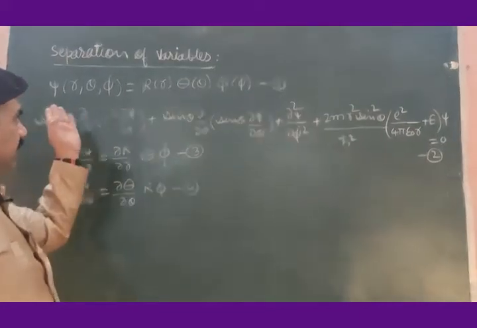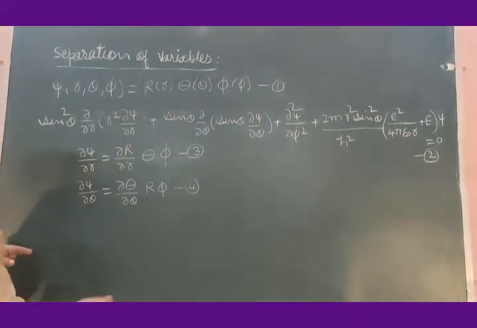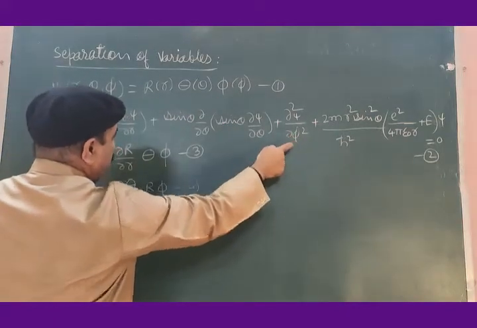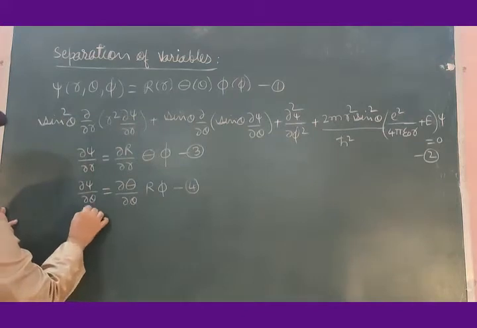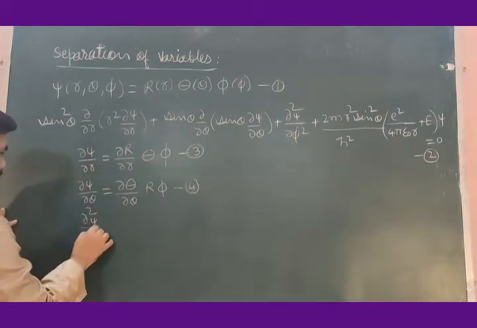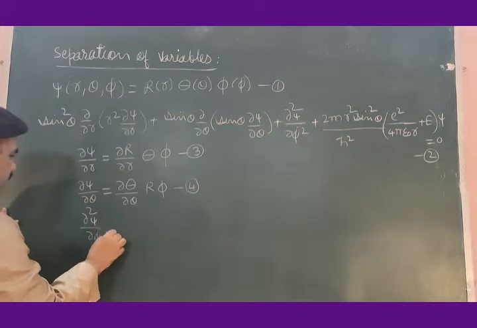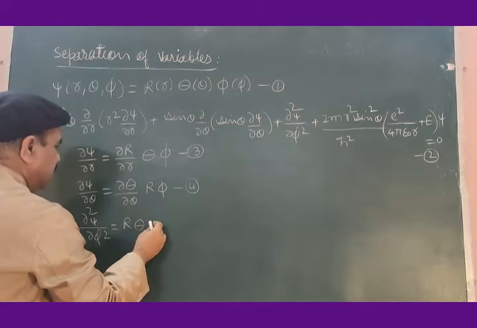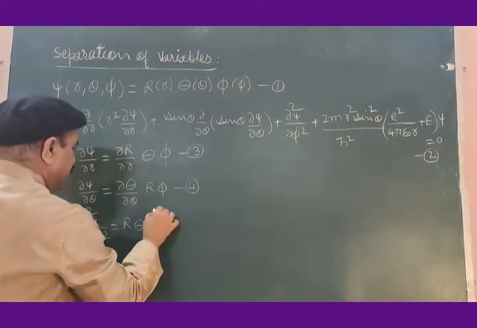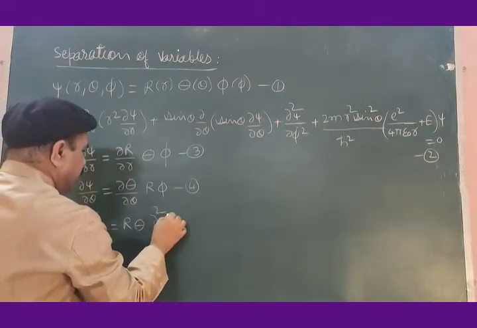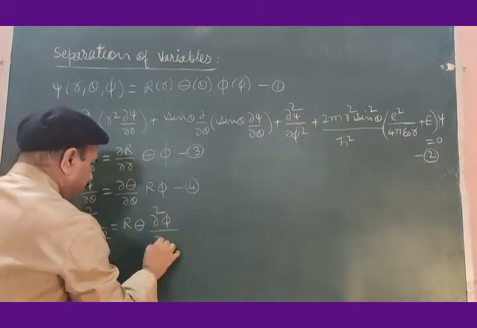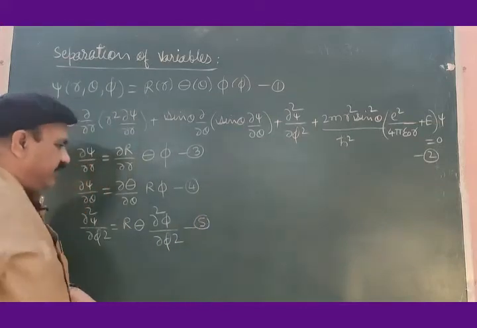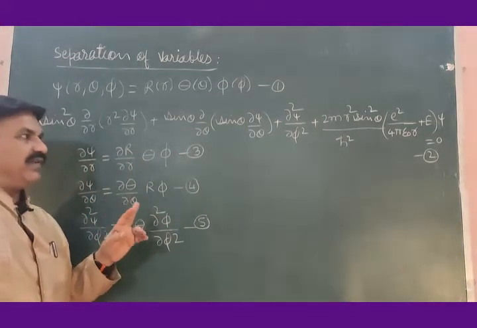And finally, differentiate equation 1 with respect to phi to get the value of ∂²ψ/∂φ². Here R is constant, theta is constant, and what we have is R times Θ times ∂²Φ/∂φ², equation number 5. Capital Φ, small phi.